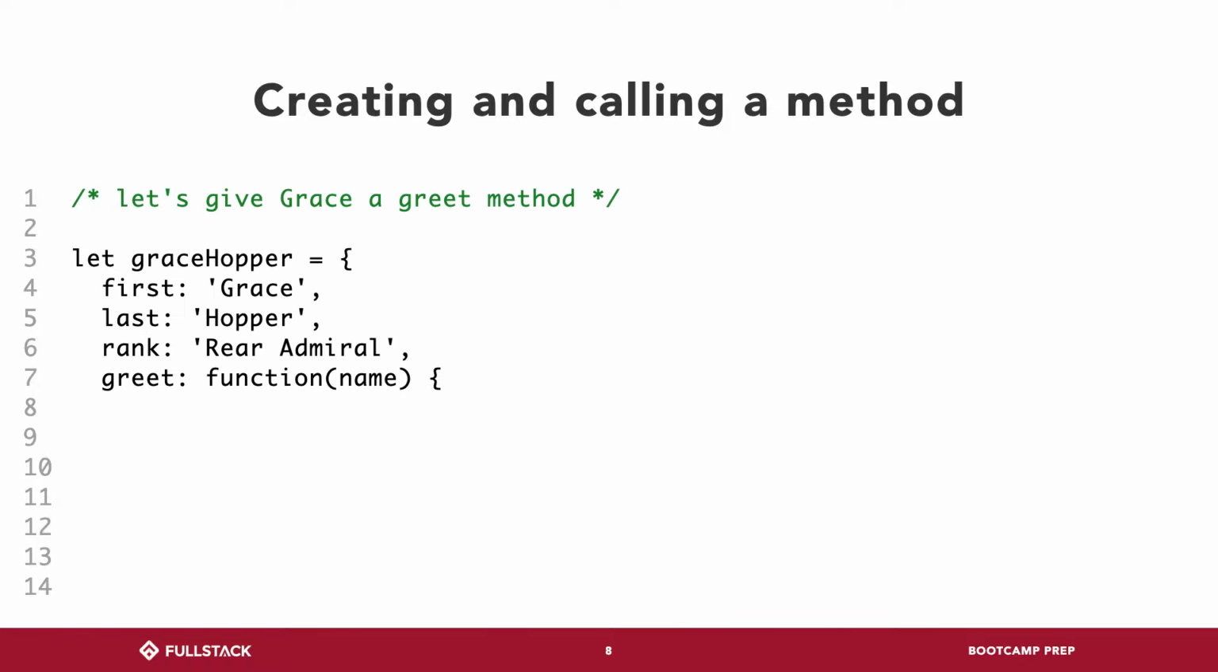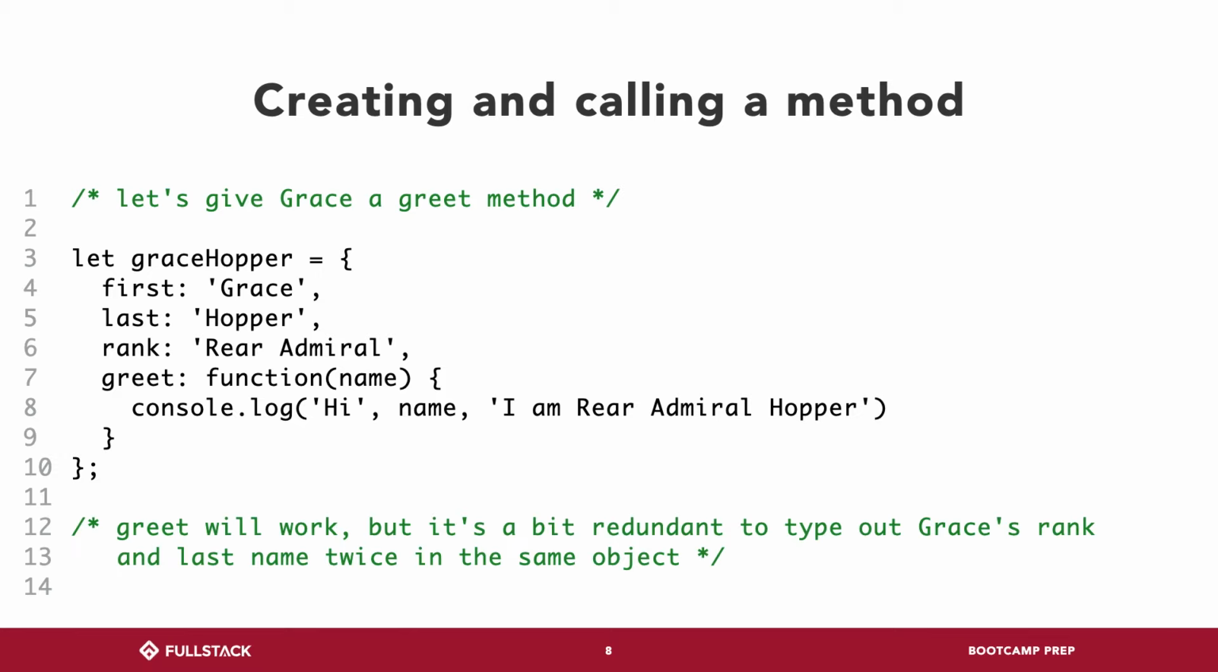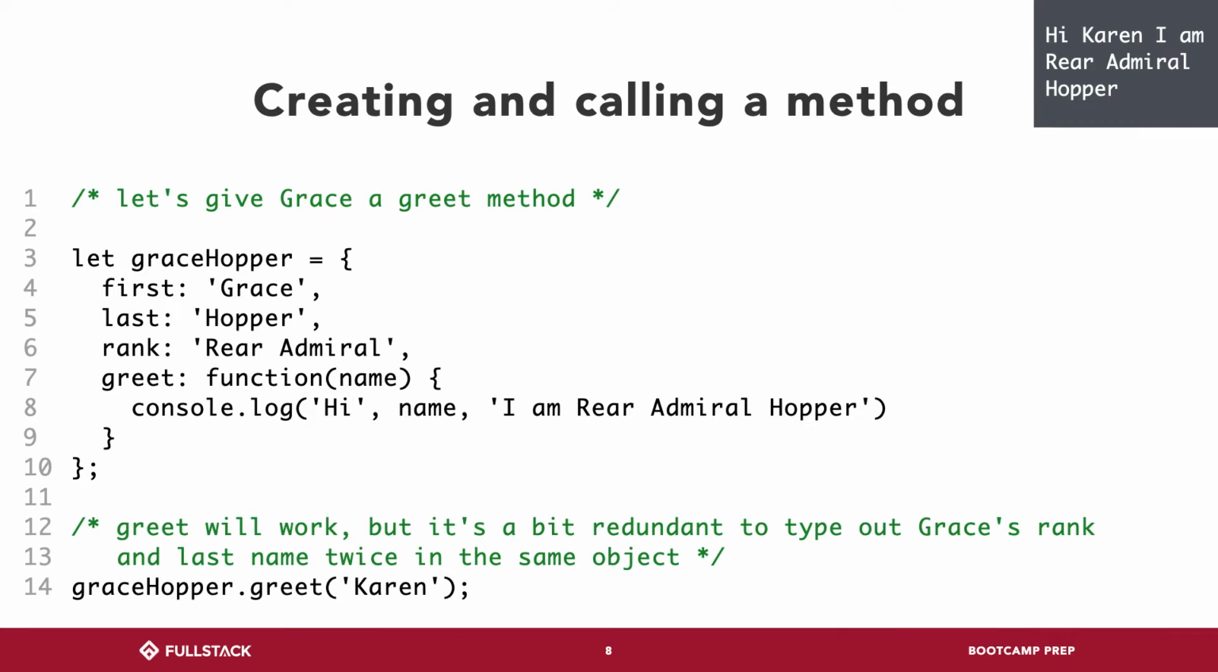Let's give Grace a greet method. So we have the key greet, and its value is a function, and it takes in a name, and it's console.log hi, a string hi, and then the variable name, the parameter, and then another string that says I am Rear Admiral Hopper. So greet will work, but it's a bit redundant to type out Grace's rank and last name twice in the same object. So we could say GraceHopper.greet Karen, and it says, hi Karen, I'm Rear Admiral Hopper, right?